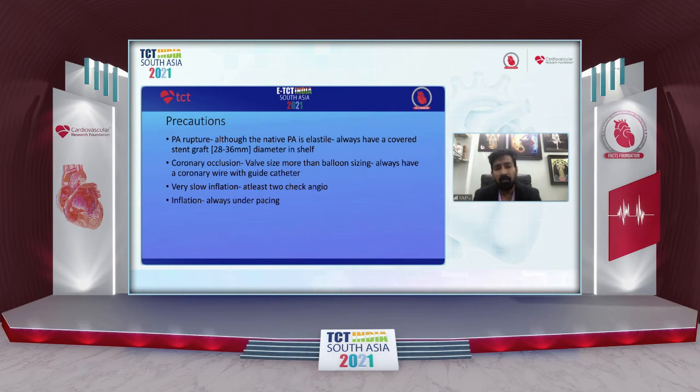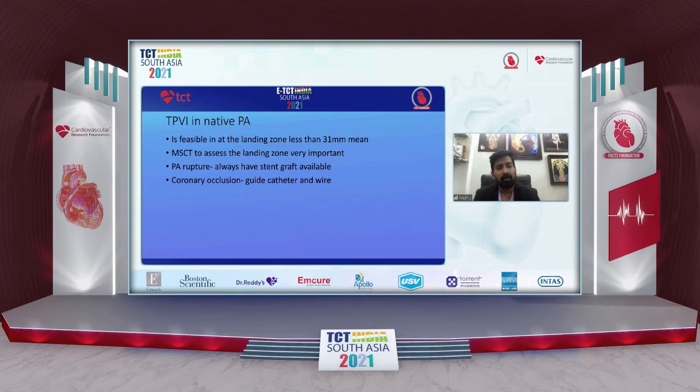But what we have to be sure of is that we have a stent graft. We have a Medtronic stent graft, 20 to 36 mm, available on the shelf. In case you rupture the PA, you can put a graft across the obstruction. Coronary occlusion: always have a wire across the nearest coronary. Very, very slow inflation, always under pacing. And TPA can be done, and we can do up to 31 mm mean diameter.